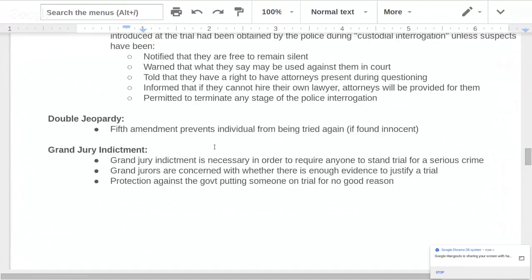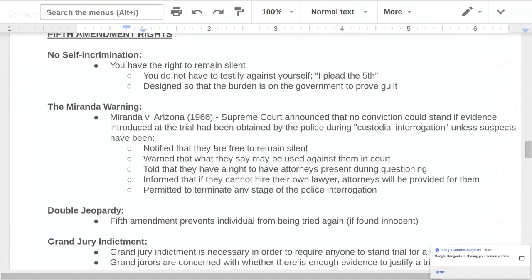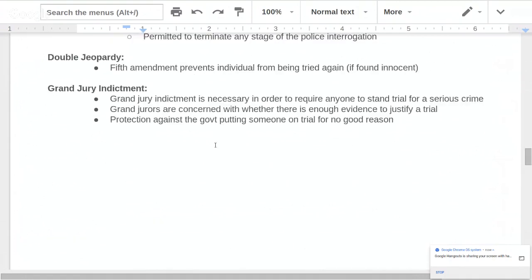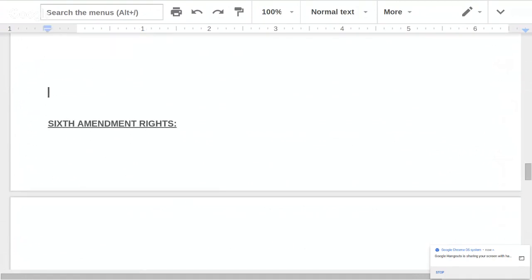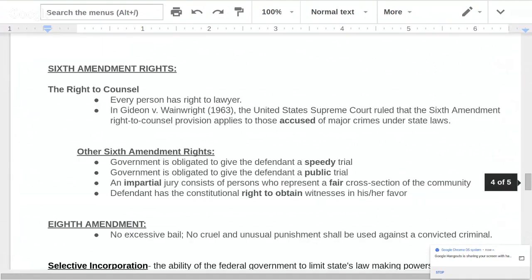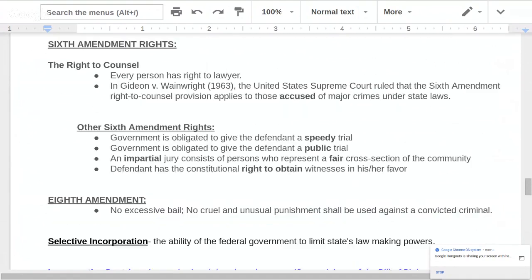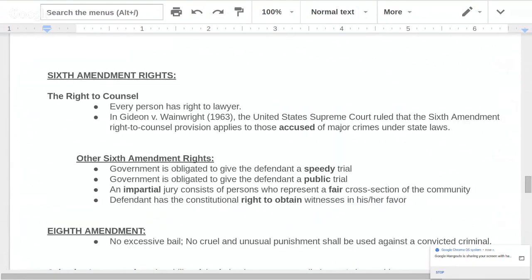So these four are under the Fourth Amendment, and you definitely need to know that. The Sixth Amendment rights are basically the right to counsel, speedy trial, public trial, right to obtain witnesses, and a fair cross-section of the community. So the right to counsel: every person has the right to a lawyer.